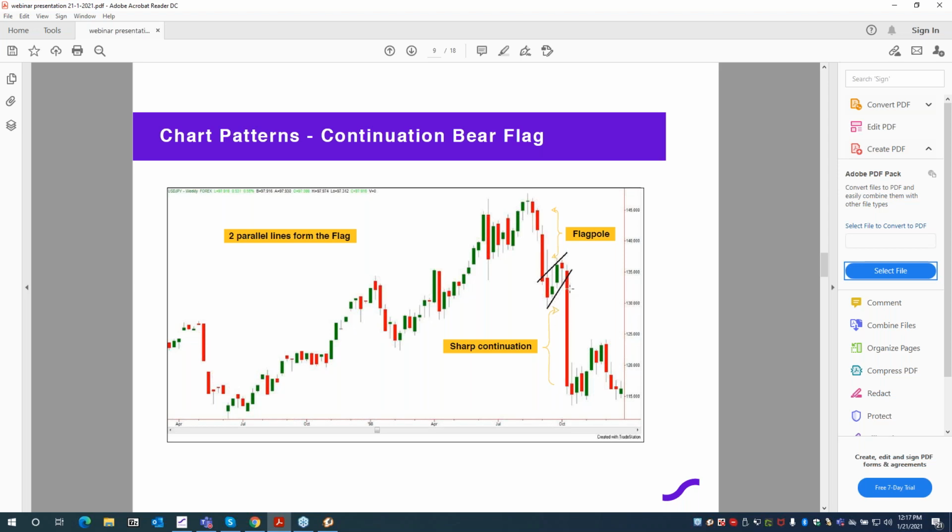In this case, you can see it here. The continuation was even more than the flagpole itself. So this would have been a good position to take a sell. Even if you guys entered your sell position a bit late, you still would have made a really good return, as we can see the sharp continuation move did continue quite further down.